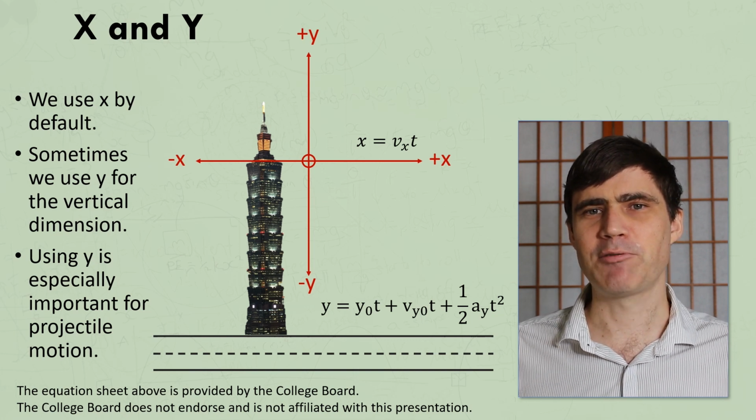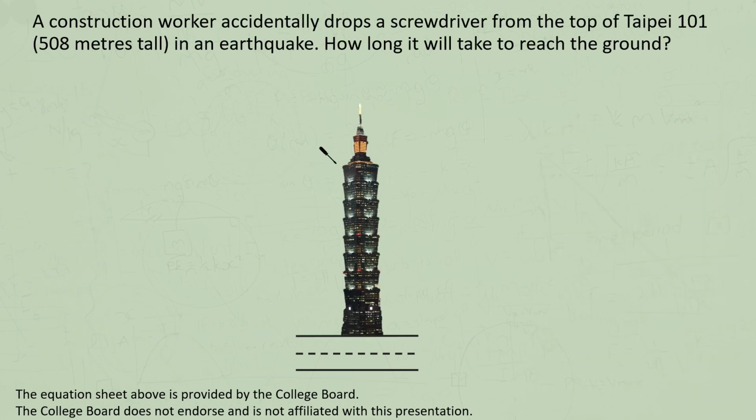For example, let's replace the ball with a screwdriver, which, say, a construction worker accidentally drops, and calculate how long it will take to reach the ground. In both cases, we'll use x for the vertical dimension, but we'll show how it works if we assign upwards as positive and downwards as positive. Let's start with downwards being positive. Now the acceleration and the displacement are both positive.